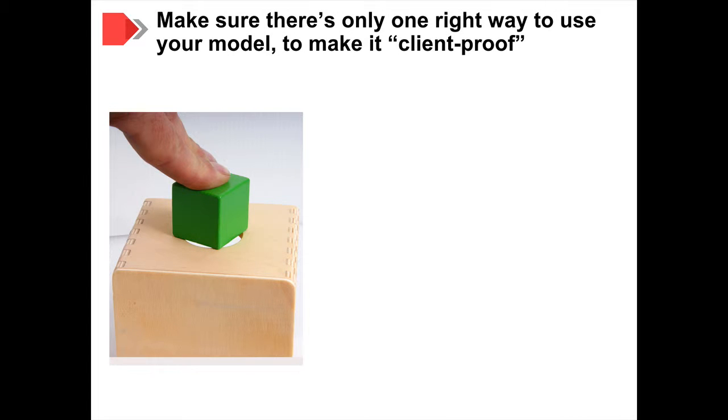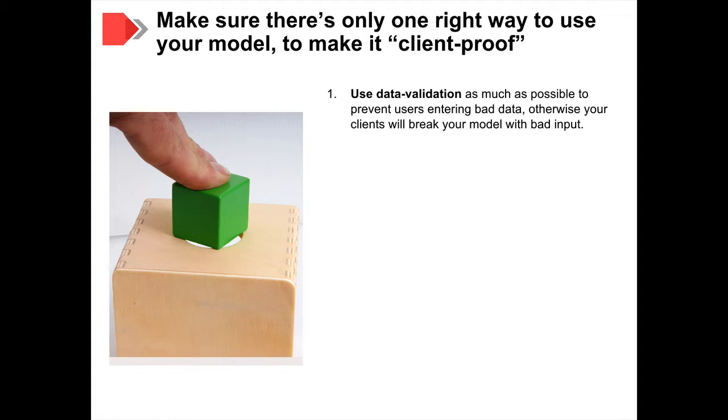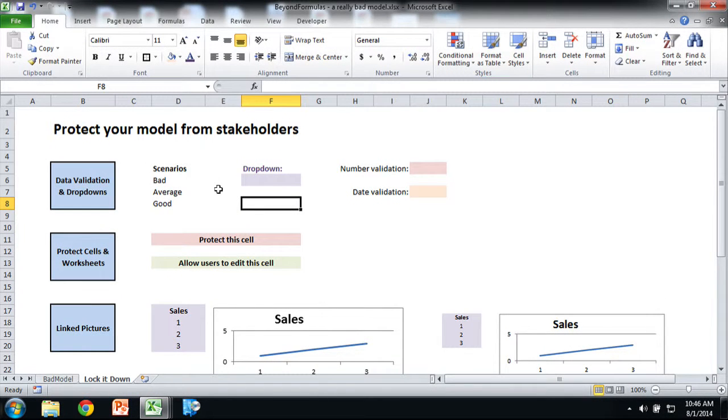The final trick to creating great client-ready models is to make them unbreakable or stakeholder-proof. There are a number of tools that Excel provides that let you achieve this. The first one is data validation. As much as possible, you should use this to prevent your users from entering bad data. Otherwise, your clients can easily break your model. We'll demonstrate this now. Data validation can be used to achieve a number of ends.